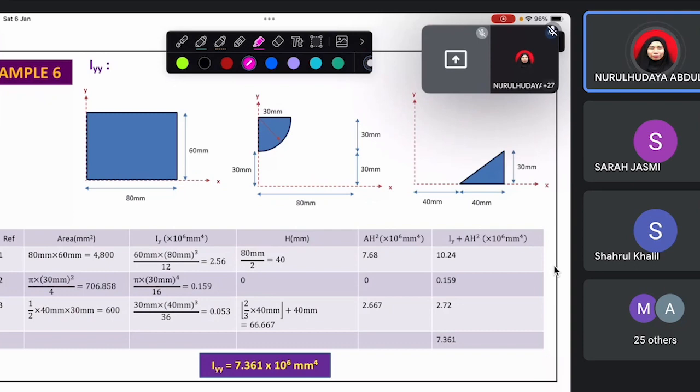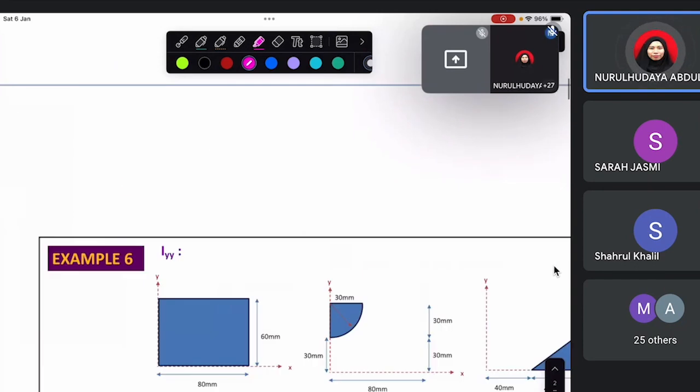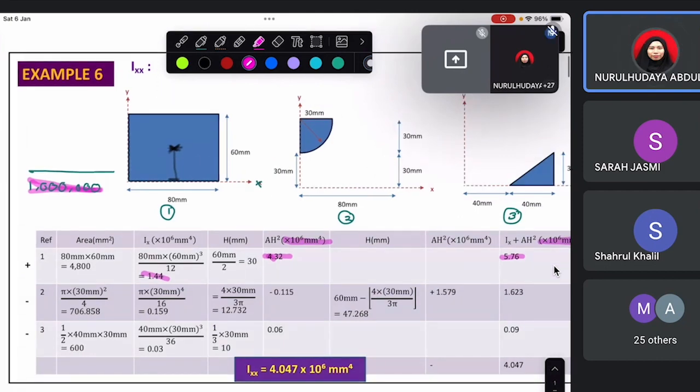So, pi r power 4 divided by 16. Divide again by 8, wrong. Divide again by 1 million. This 30 mm is the radius. Then, you need to calculate the value of H.